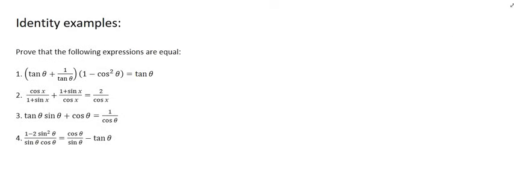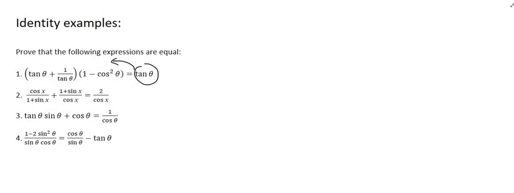Just some clarity on what an identity is. You simply have to choose one of the sides of the expression and try turn it into the other side. It's not an equation. So for example, with number 1, you're not going to try take this tan theta to the left. You're going to leave it alone and work on the other side. There's no rule about which side you should work on, but you typically want to work on the more complicated looking side and try turn it into the more simple looking one.